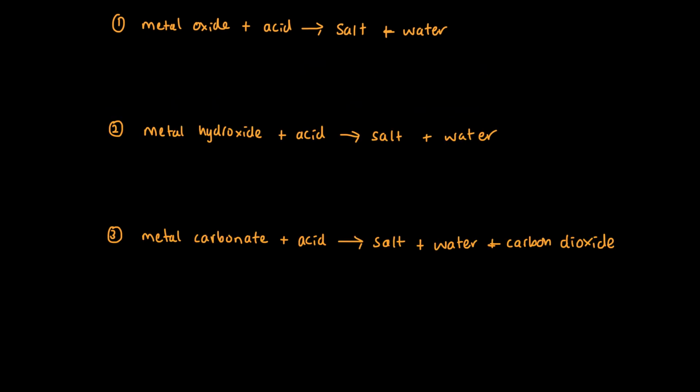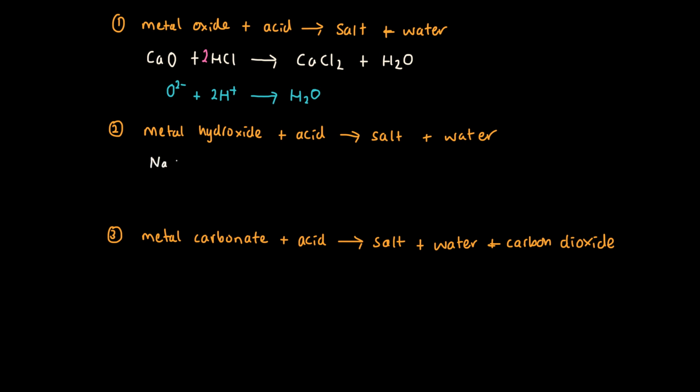In the first reaction, we can have a metal oxide such as calcium oxide reacting with hydrochloric acid, and the salt produced is calcium chloride and water. We need to balance the equation, and this is the ionic equation. Click on the link above to watch the video on how to write ionic equations.